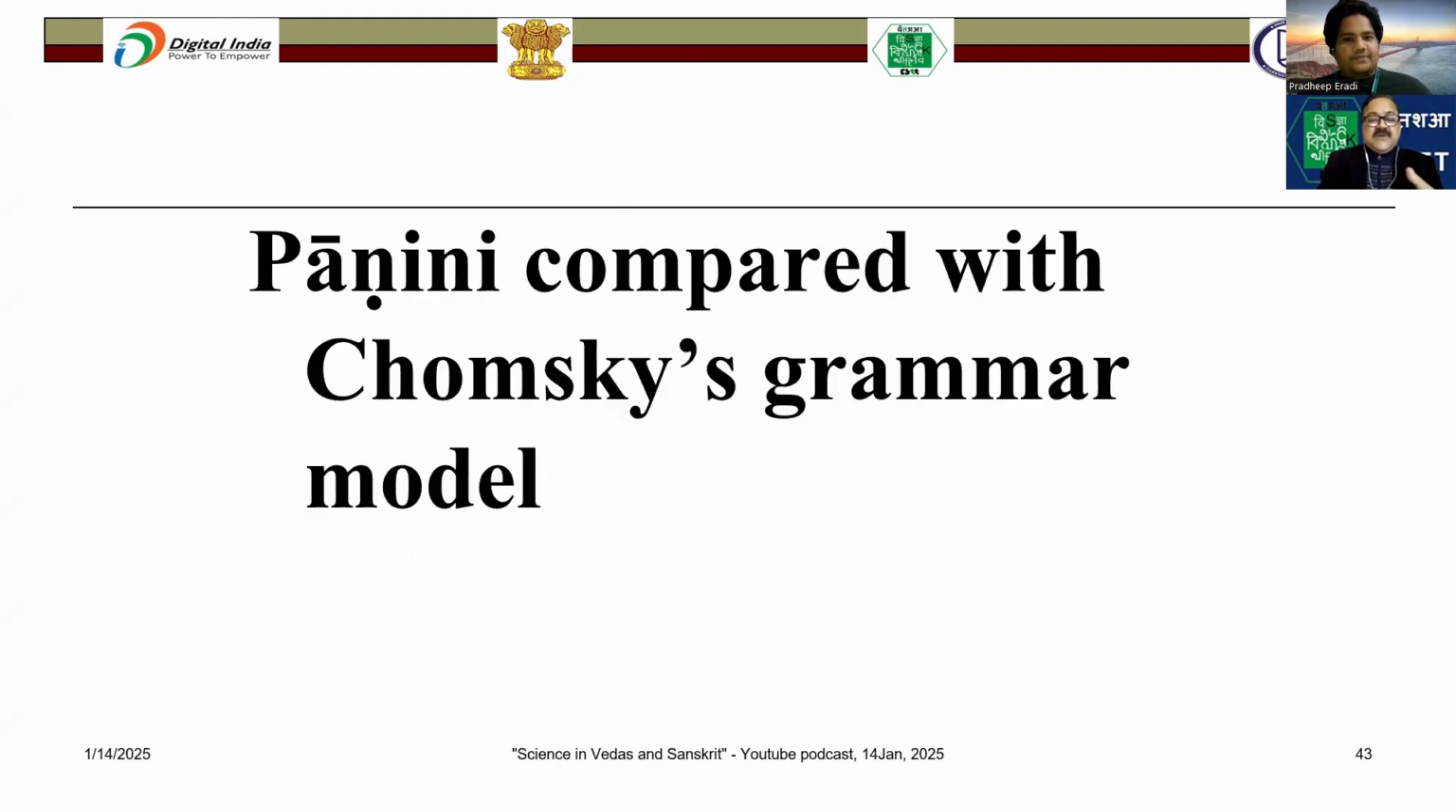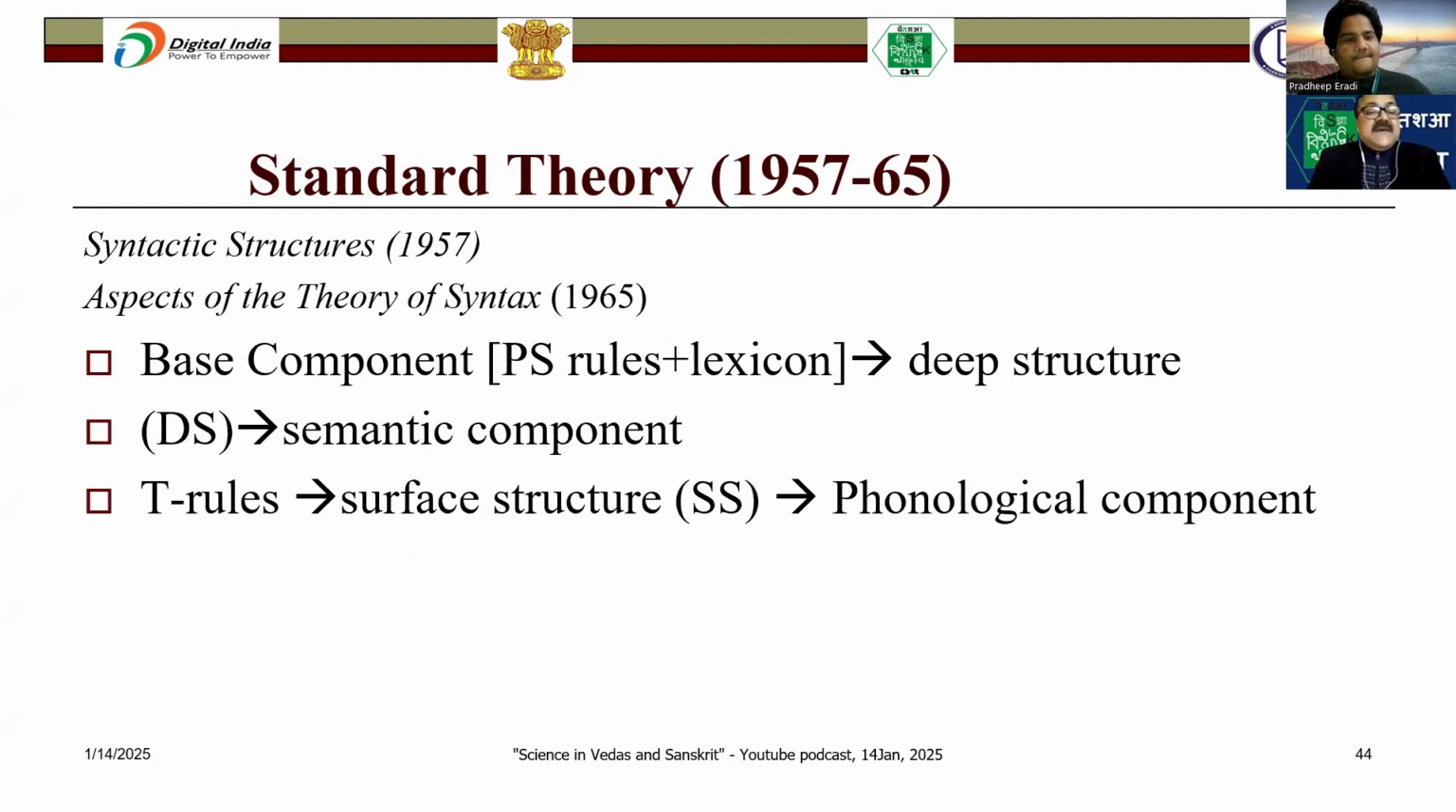If you compare Panini with Chomsky's grammar model, you find stark similarities. Chomsky's two books, Syntactic Structures, which came in 1957, and Aspects of the Theory of Syntax, which came in 1965. The grammar model that emerges from these two books has a base component, which has phrase structure rules similar to Panini's sutras, and a lexicon similar to Panini's Dhatupatha and Ganapatha, which give you the deep structure analysis of the sentence. And then you apply the semantic component, which is the Karaka Prakarana of Panini, which is language neutral. We always talk about Karaka as the most mature aspect of Panini's grammar. And then if you are able to understand, you apply transformation rules to generate a response.